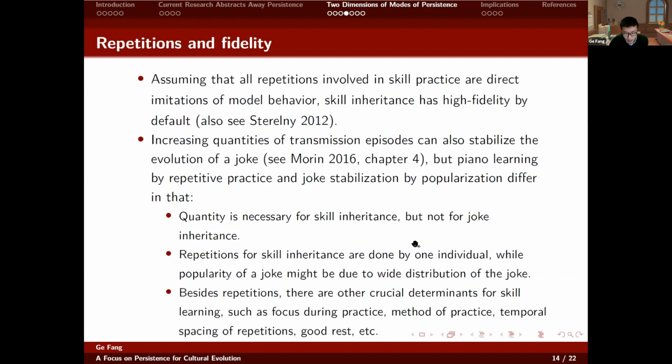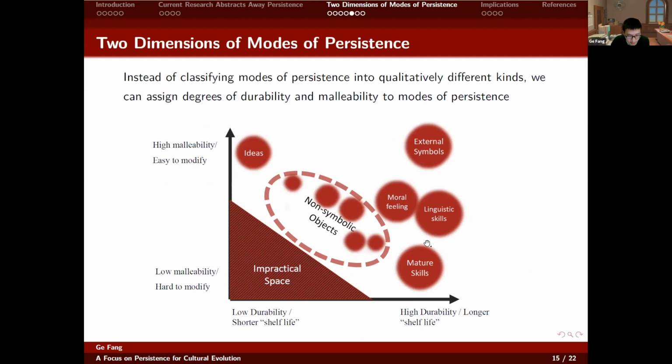Instead of classifying modes of persistence into qualitatively different kinds, I think we should assign degrees of durability and malleability to different modes of persistence. These two dimensions can be applied to many different modes of cultural persistence. It applies to culture stored not only in our mind, but also outside of our mind. Different external objects, depending on their material, can have different malleability and durability. For most of human evolutionary history, malleability is inversely proportional to durability, because the only way to store something for a long time is to make the medium of storage highly inert to external influences.